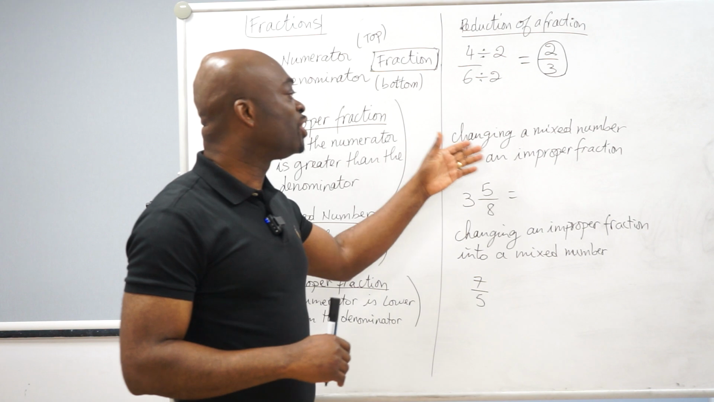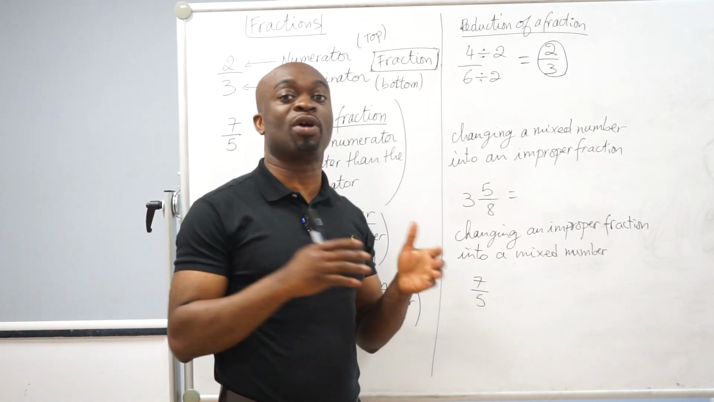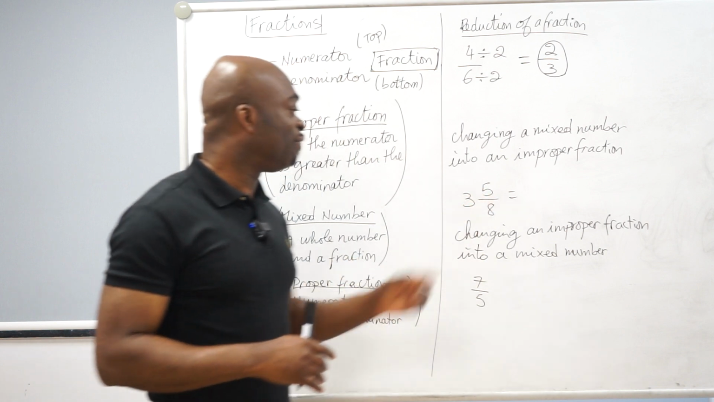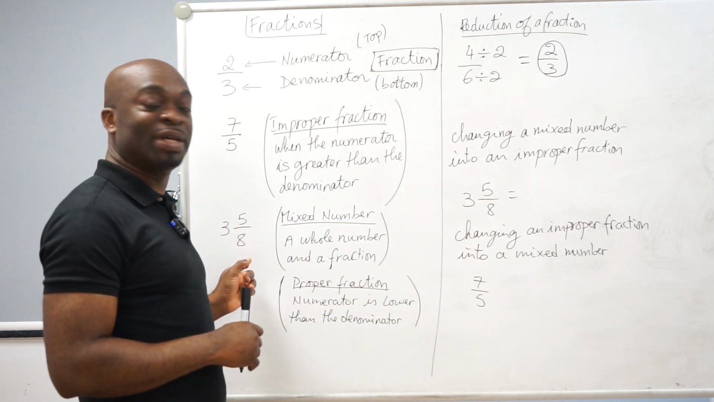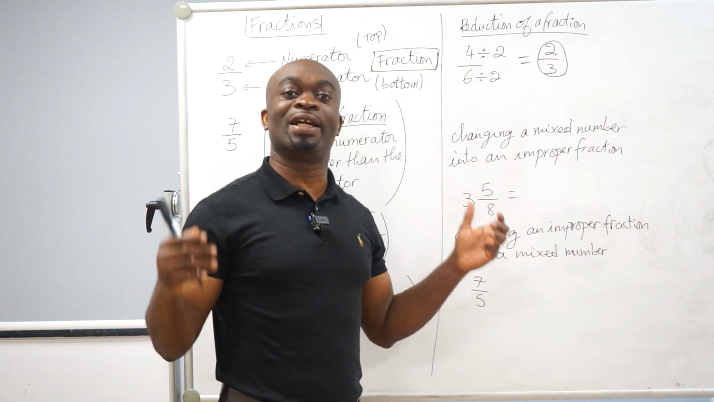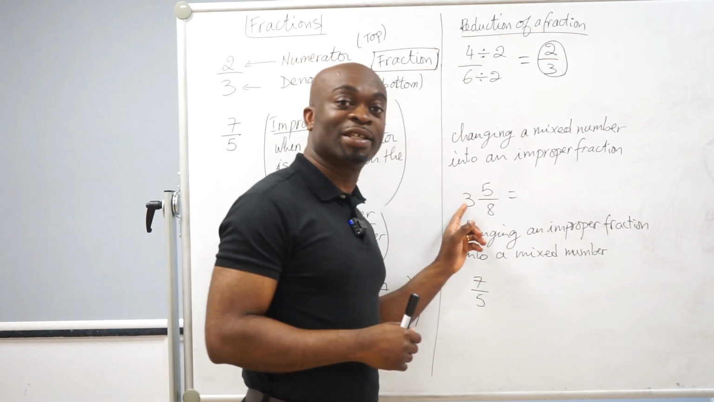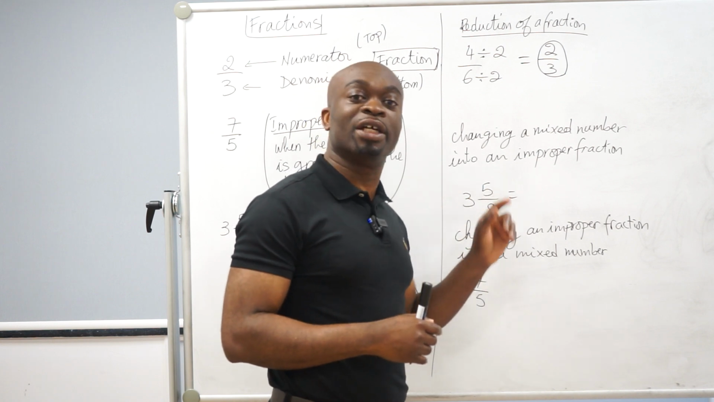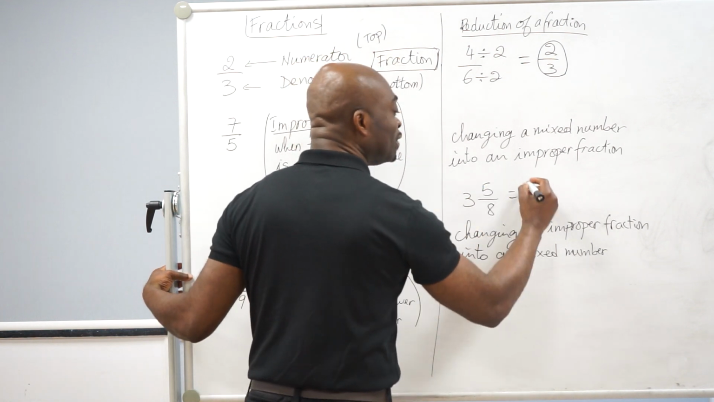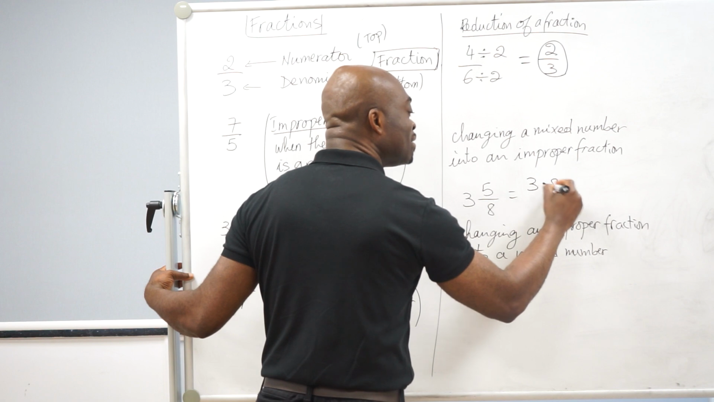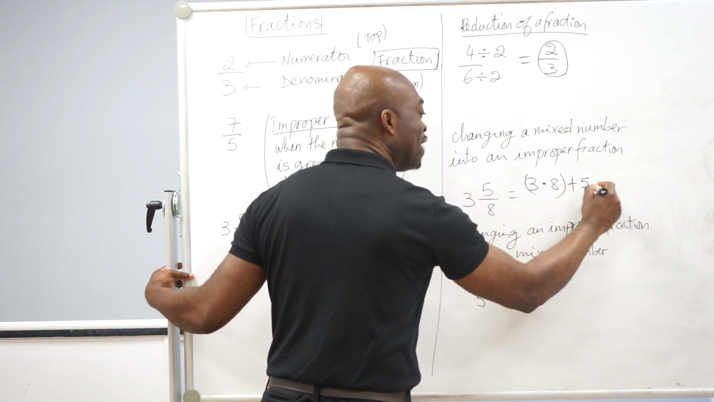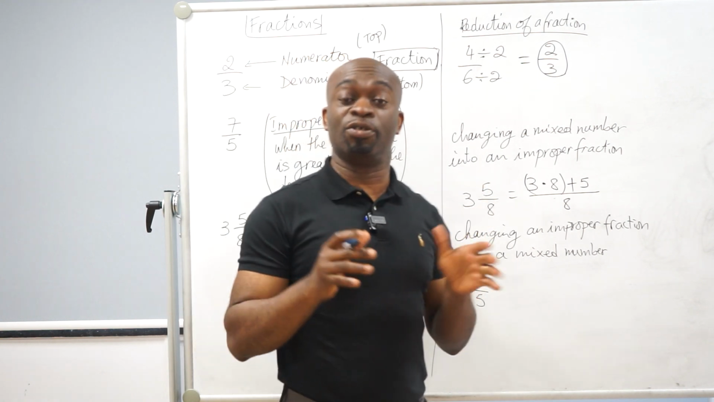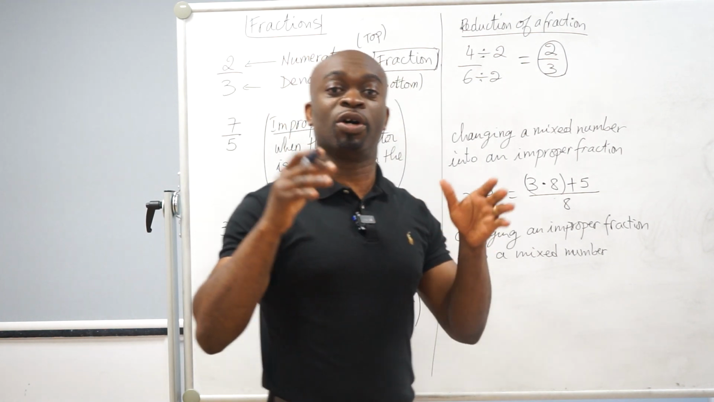Okay? Now, changing a mixed number into an improper fraction. So we have 3 and 5 over 8, the same number that we have here as a mixed number. How do we change it into an improper fraction? We take the whole number and multiply by the denominator. Whatever we get, we add it to the numerator, the top number. So we take 3 times 8, and whatever we get, we add 5 to it, over 8. Do not forget the 8 stays at the bottom, okay? 8 is still your denominator.